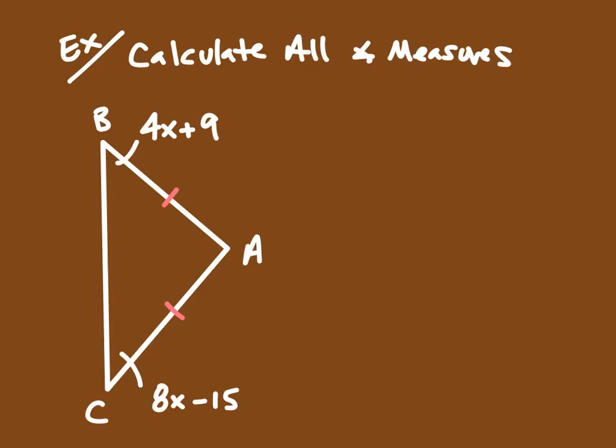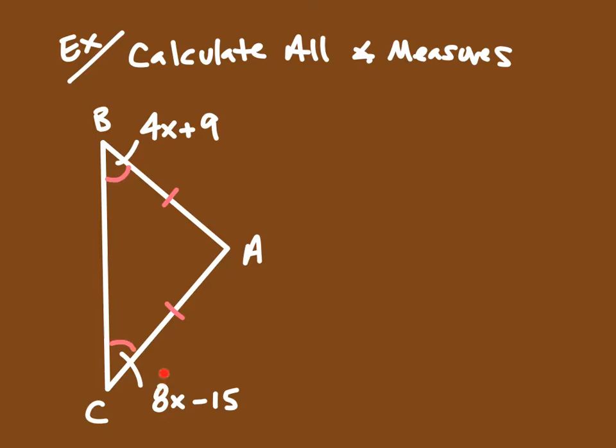In this example, it says calculate all the angle measures. So determine what angle A is, what angle B is, and what angle C is. Here's what I know. Given this triangle and this picture, we're given that side length AB is congruent to side length AC by these tick marks. From that, using the isosceles triangle theorem, we can conclude that angle B is congruent to angle C.